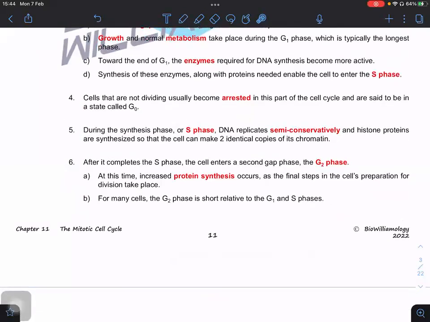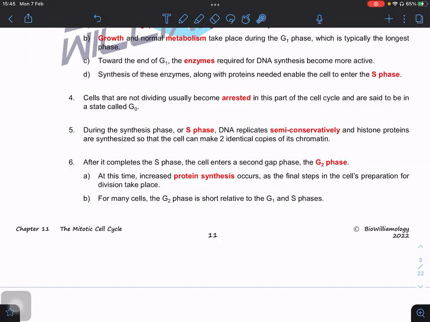After G1, you have the S phase. In S phase, the DNA replicates semi-conservatively. At the completion of S phase, the cell enters the second gap phase, known as G2 phase. Here there is increased protein synthesis. We try to make as much protein as possible, because after mitosis the cells won't be able to make protein anymore. So protein can only be made during G1 and G2, gap 1 and gap 2.